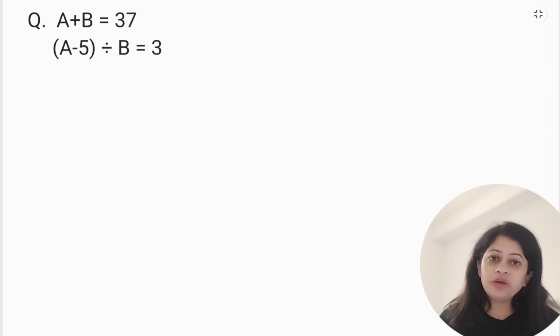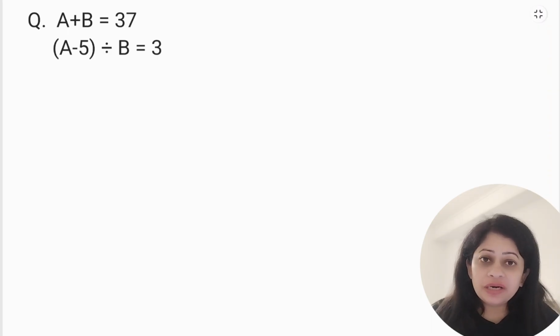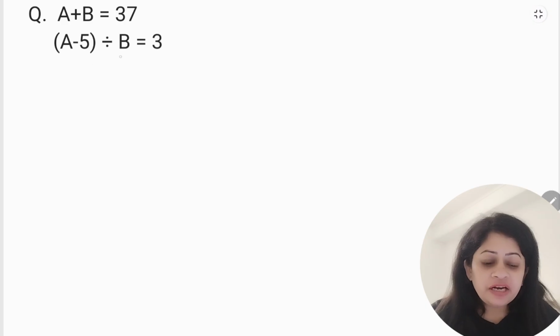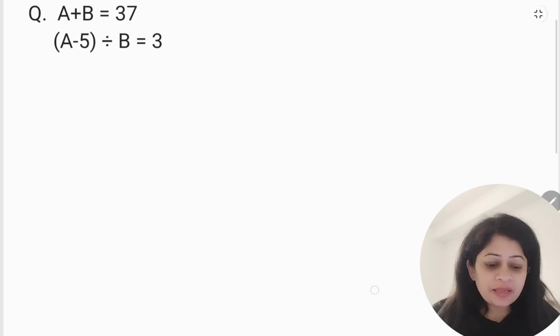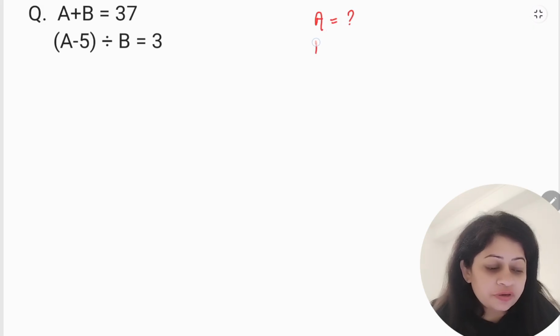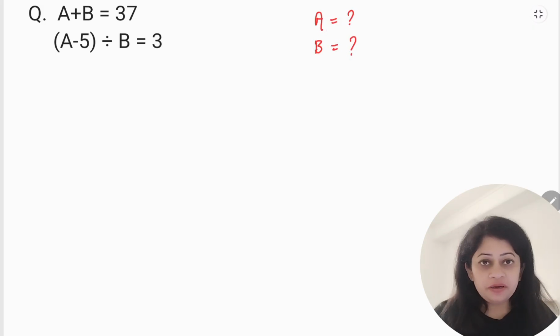So in this video we have a question. We are given two equations: a plus b is equal to 37, and (a minus 5) divided by b is equal to 3. And we need to find out the value of a and b. We need to solve it for a and b.